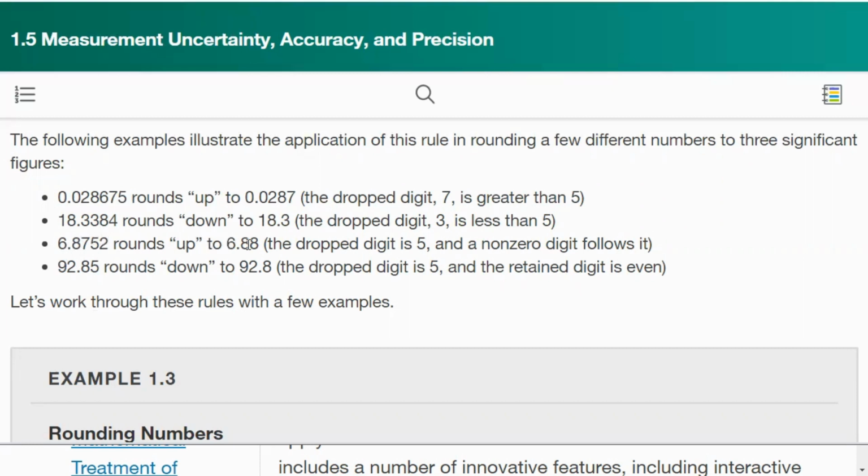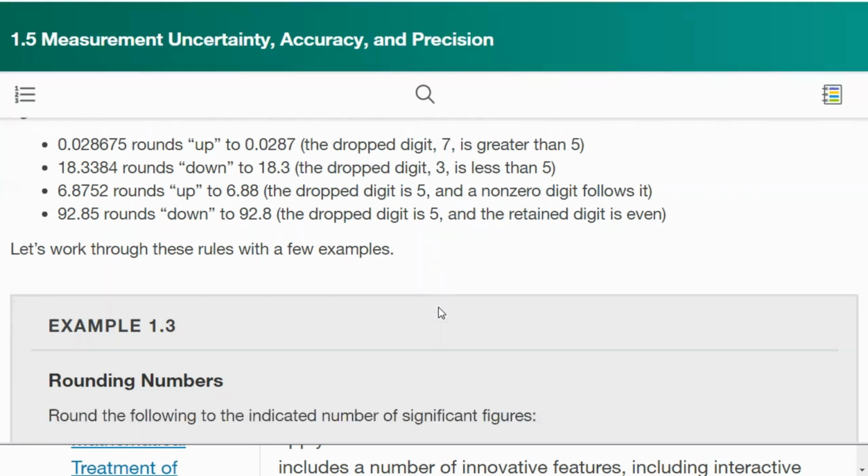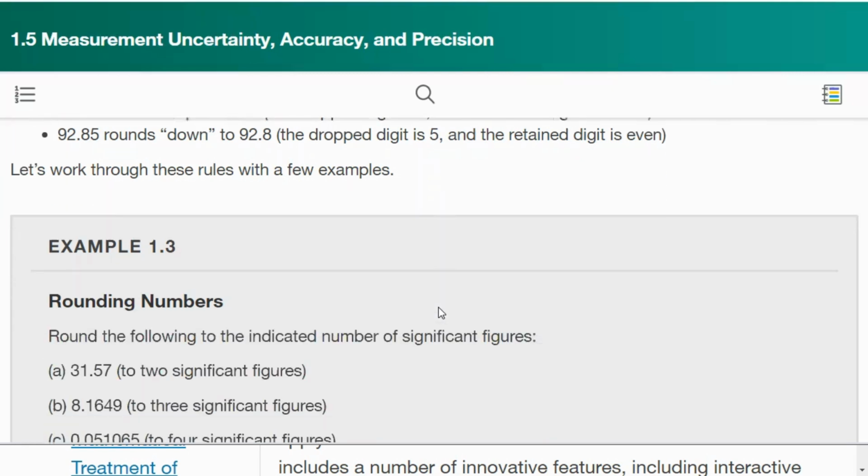6.8752 rounds up to 6.88. That's because the drop digit is 5 and a non-zero digit follows it. 92.85 rounds down to 92.8. The drop digit is 5 and the retained digit is even. So just practice this. The rules will start to sink in.